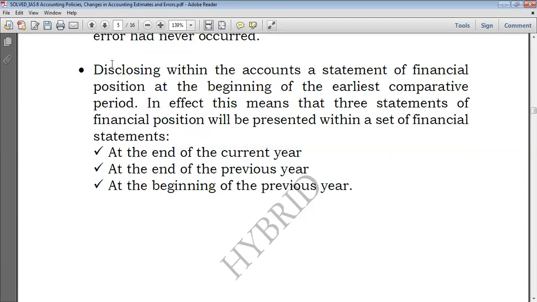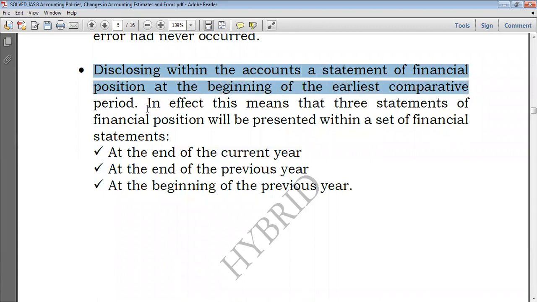So completing the standard here, we say disclosing within the accounts a statement of financial position at the beginning of the earliest comparable period. This one is very, very important, you know. When told the beginning of the earliest comparable period, you know what I mean here. This is what I mean.